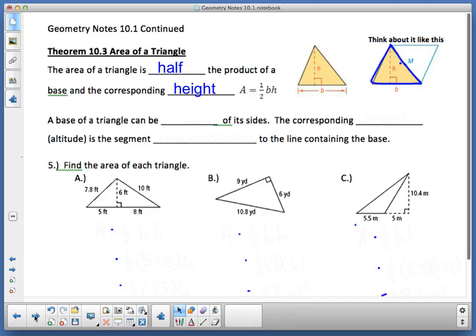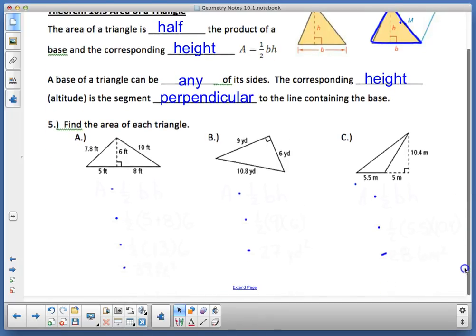So the base of a triangle can be any of its sides, and the corresponding height, the altitude, is the segment perpendicular to the line containing the base. Hey, kind of like our parallelogram.